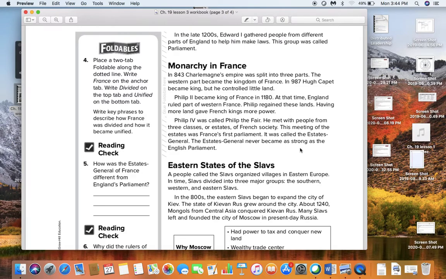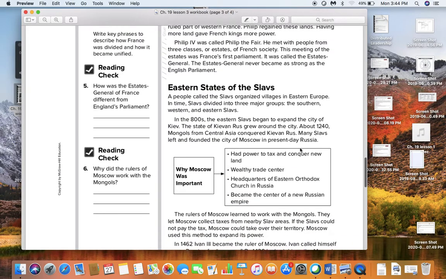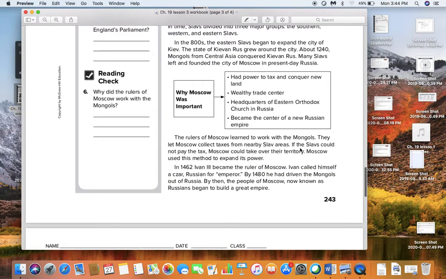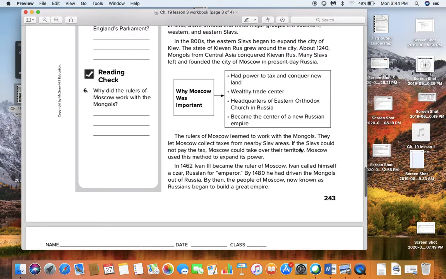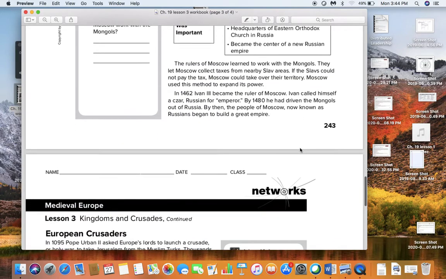All right, question number 5. How was the Estates General of France different from England's Parliament? It was never as strong as the English Parliament. Question number 6. Why did the rulers of Moscow work with the Mongols? Because the Mongols allowed the rulers of Moscow to collect taxes and expand their territory and power. That's why. All right, next page and last page.